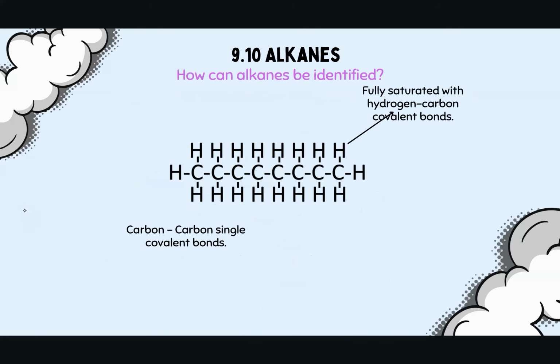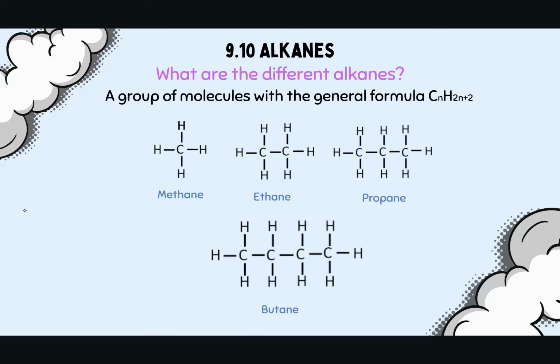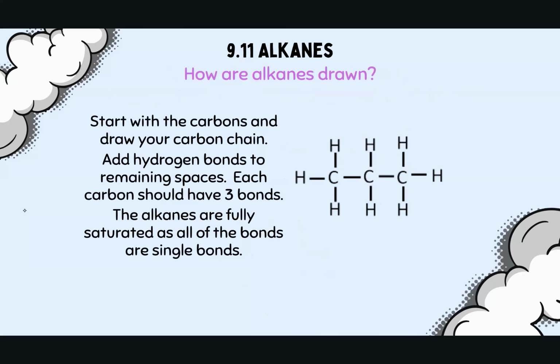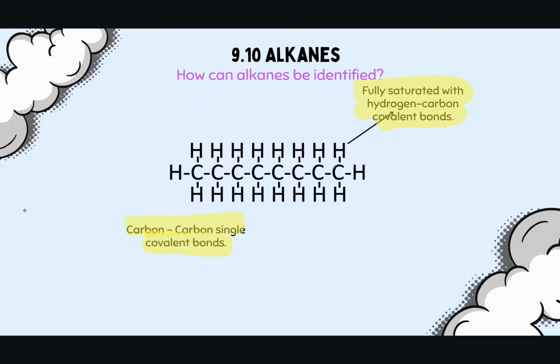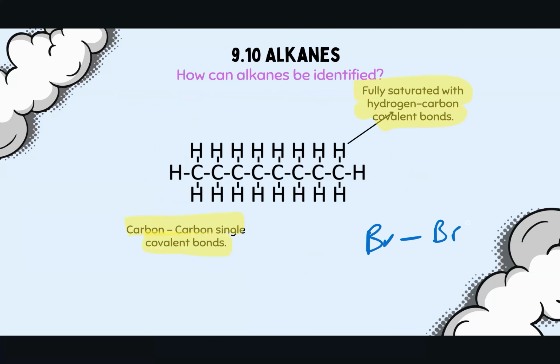Now, how can alkanes be identified? They're fully saturated with hydrogen-carbon covalent bonds. So that makes them very unreactive. So if you, for example, got a bromine bond, there's no room for these bromines to attach, so they wouldn't attach.